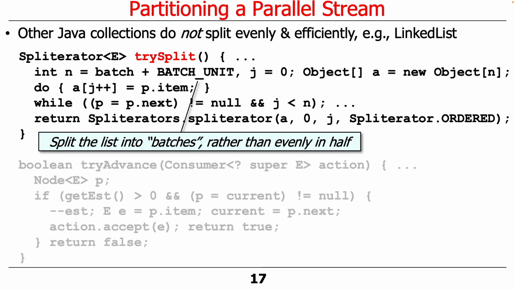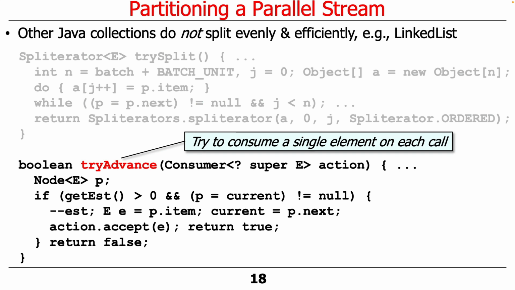Instead, they split things up into batches, and they copy the data. So you can see that they're copying the data. And then they go ahead and they call a splitterator on that piece there. The try-advance method is also a little bit more complicated because it's a linked list, not an array. So we have to do a little bit of fancy footwork with respect to following pointers and so on to get the item and accepting that into the consumer.